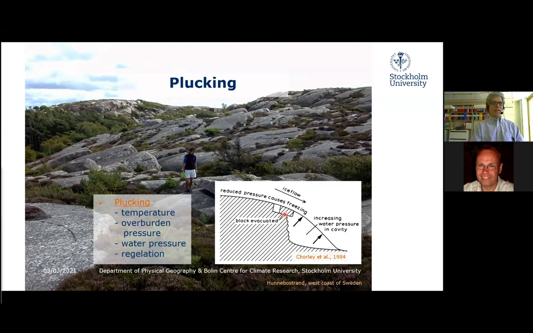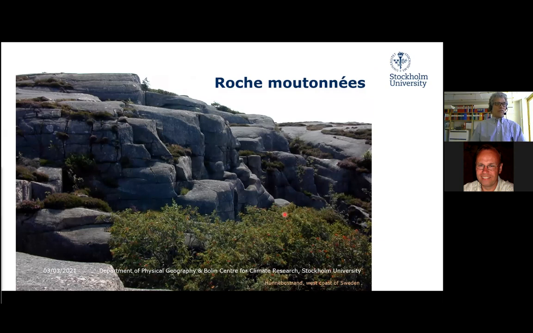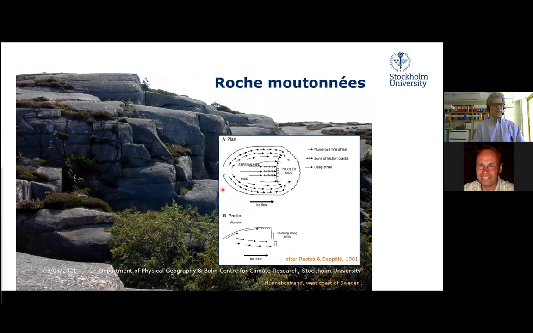This gives a very effective way of removing a lot of material in a short time. This plucking can happen in bedrock, but also in sediment, especially when the sediment is frozen, which is not an uncommon feature underneath ice sheets. One landform that you get from this is what we call roche moutonnées. Just off this picture on the left, there's the stoss side. Here you see the top of the roche moutonnée, and then you get the backside, which is a really steep side. In a schematic form, it looks like this, basically an unevenness underneath the ice.